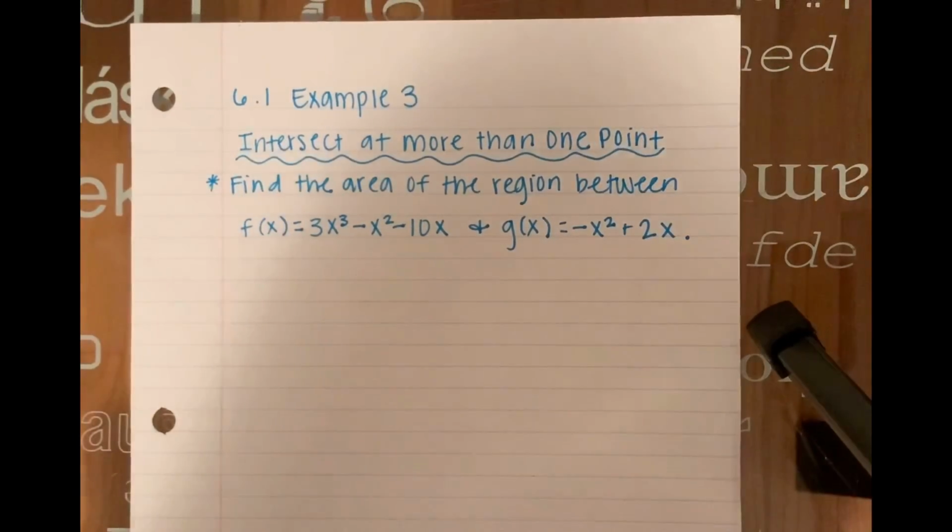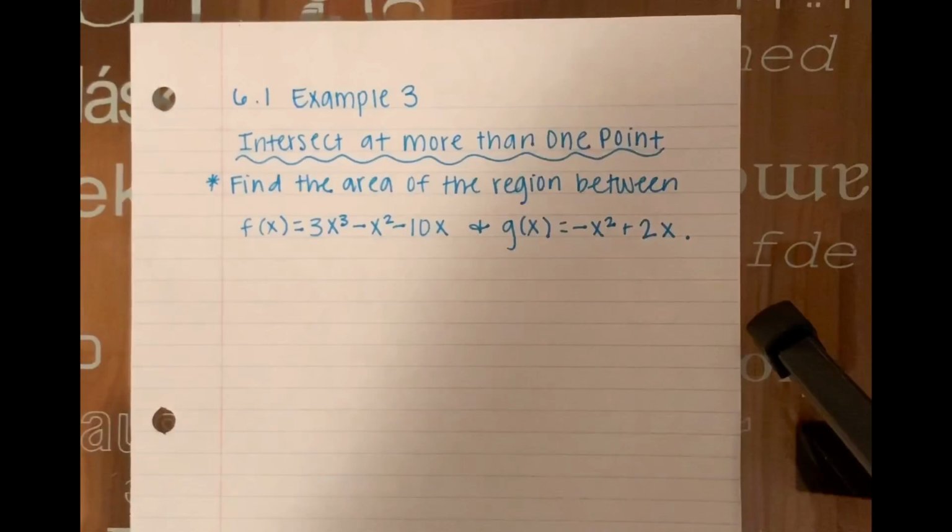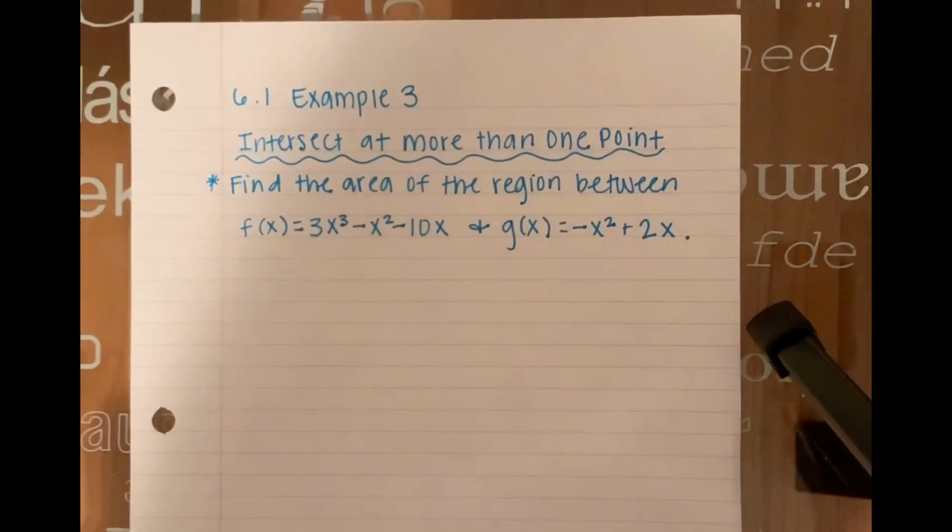6.1 example 3 is an example of a problem where graphs will intersect at more than one point sometimes. So it's very similar to the ones we've already done, but it's just a tiny bit different. So here's an example. Find the area of the region between f of x equals 3x cubed minus x squared minus 10x and g of x equals negative x squared plus 2x.